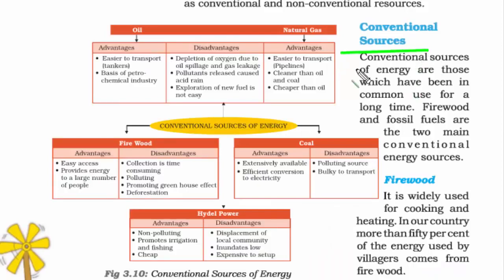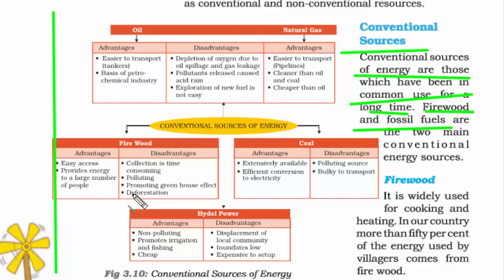Conventional sources are those energy resources which have been common for a long time. For example, firewood and fossil fuels. We have been using these two for a very long time. That's why they fall under conventional sources. Just have a look at this picture. In this you can see what the conventional sources of energy are and what the advantages and disadvantages are. So pause the video and look at it.